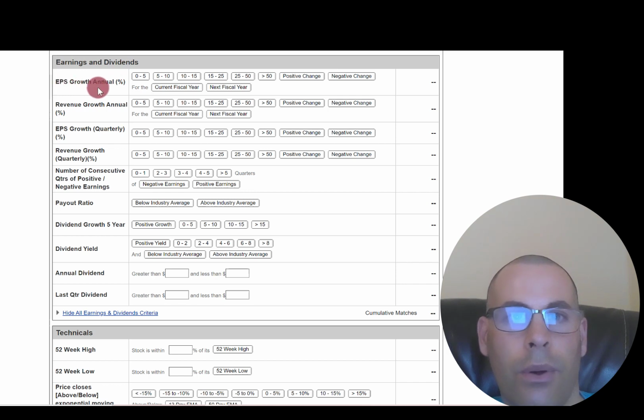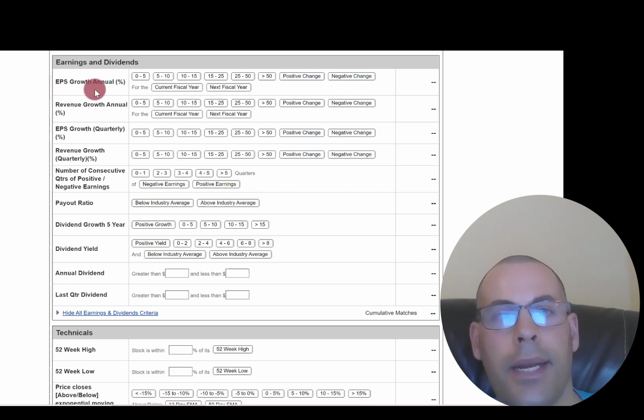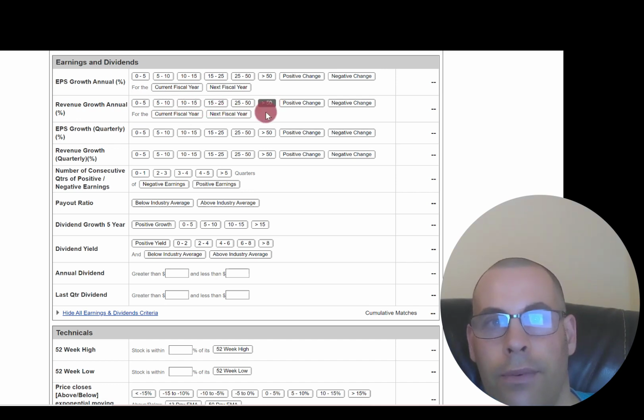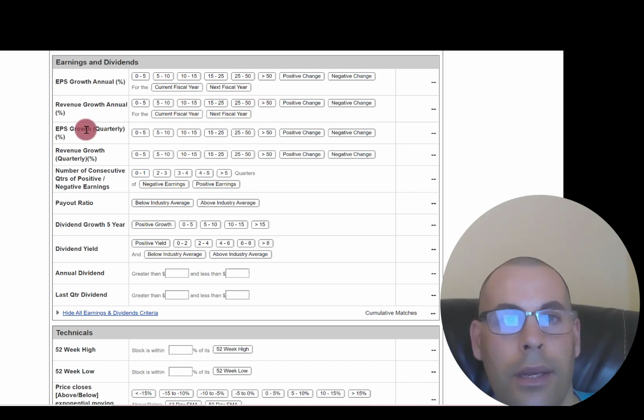Earnings per share growth. EPS is net income over shares outstanding. You could select companies that had a 10 to 15% earnings per share growth over the current fiscal year, or any parameter you like. Revenue growth is the sales growth of the company over the current year or next year. And you could do a greater than 50% growth over the next 12 months. This is of course estimated. You could do EPS growth quarterly, and you could do revenue growth quarterly.